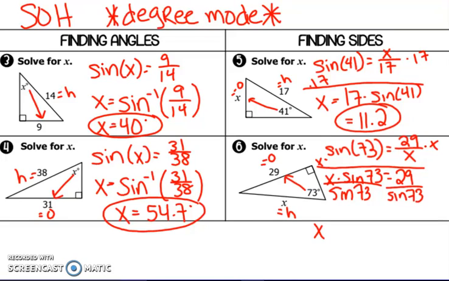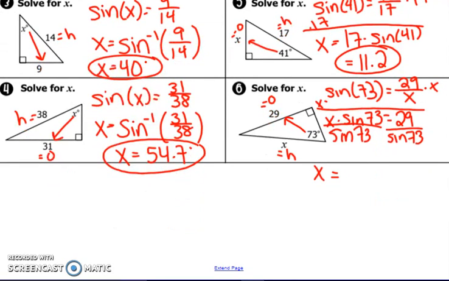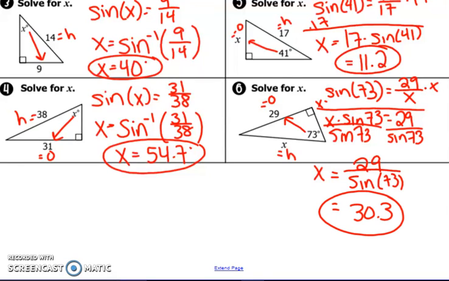So x is going to equal 29 over the sine of 73. And again, you can type that right in your calculator, which gives you 30.3, making my hypotenuse 30.3. And if we look, again, your hypotenuse always has to be your longest side. Well, my opposite is 29 and my hypotenuse is 30.3. It's not longer by much, but it is longer, so that can hold true as the value for the hypotenuse.